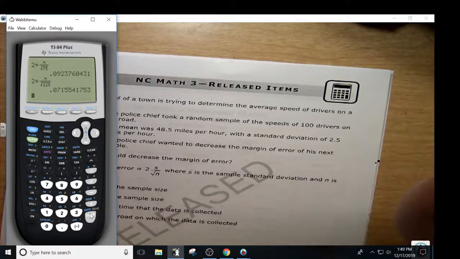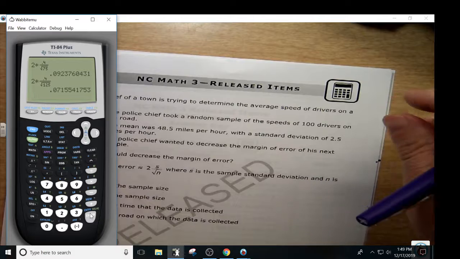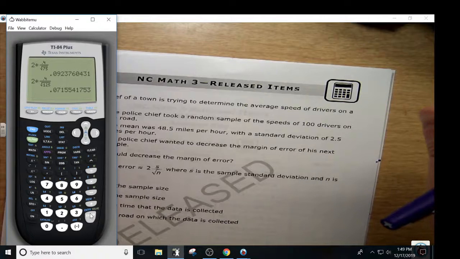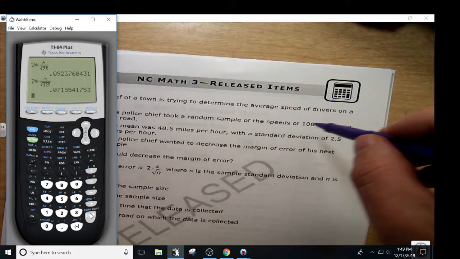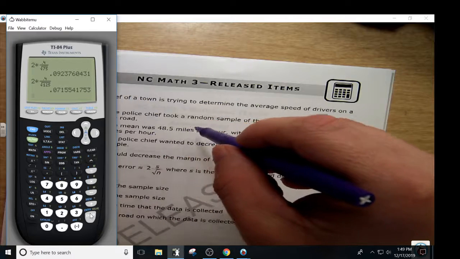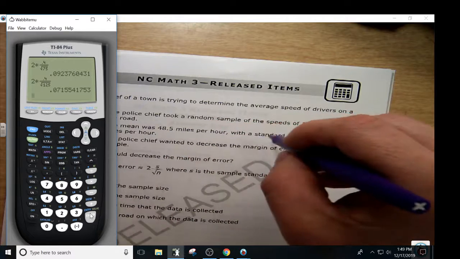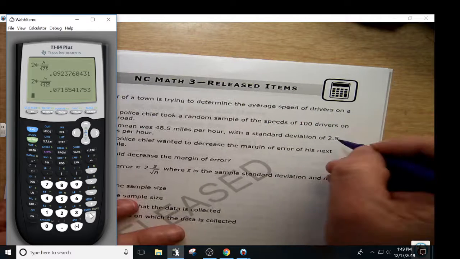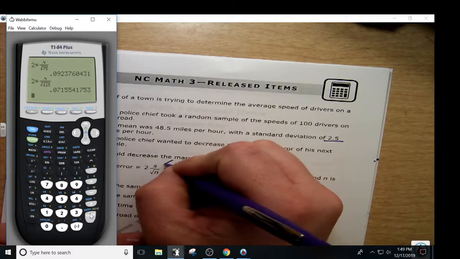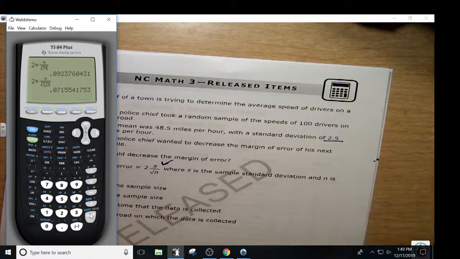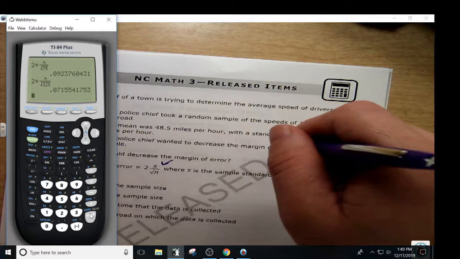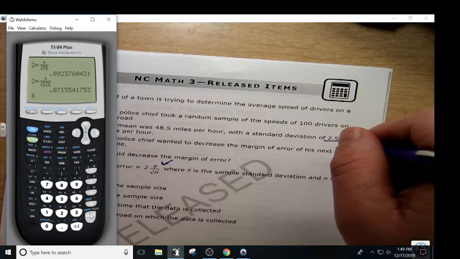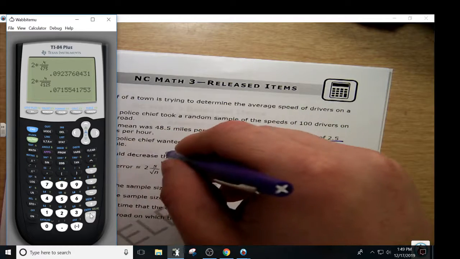The police chief of a town is trying to determine the average speed of drivers on a specific road. The police chief took a random sample of the speeds of 100 drivers on the road. The mean was 48.5 miles an hour with a standard deviation of 2.5. Now, you're probably going to need this, guys, because look right here. That's margin of error. So you got to have that standard deviation. The police chief wanted to decrease the margin of error of his next sample. Which choice would decrease the margin of error?